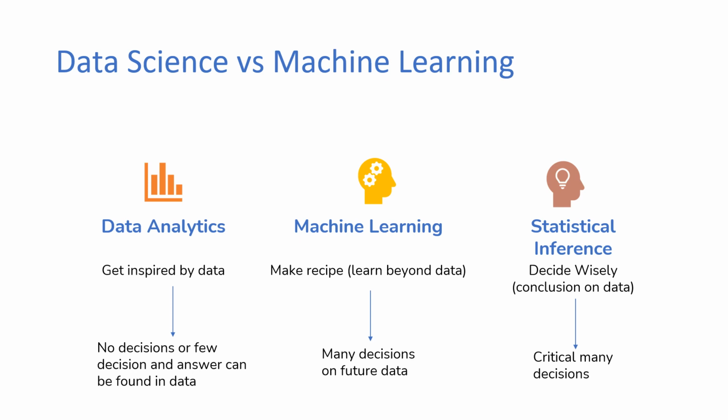on future data, while the other discipline is called statistical inference, where you need to decide wisely, and you need to have some sort of conclusions on data, and this would help to make critical decisions.